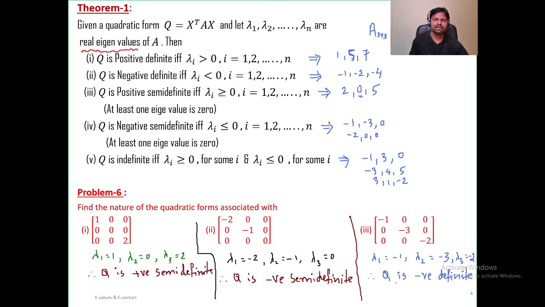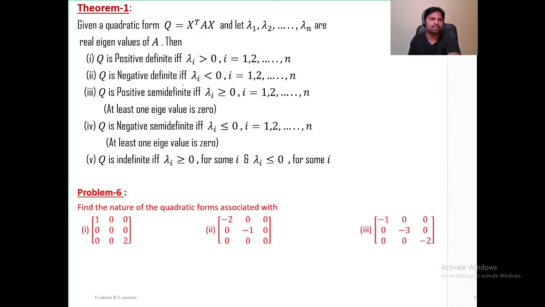You write the statement, then conclude Q is negative definite. That means this statement you have to write. Q is negative definite if and only if lambdas are negative. It is an if and only if statement. Okay? It is not one way. If Q is negative definite, I can say that lambdas are negative. Like that. Okay? It is an if and only if statement. In both directions, the statement is true. So this is about the eigenvalues concept.